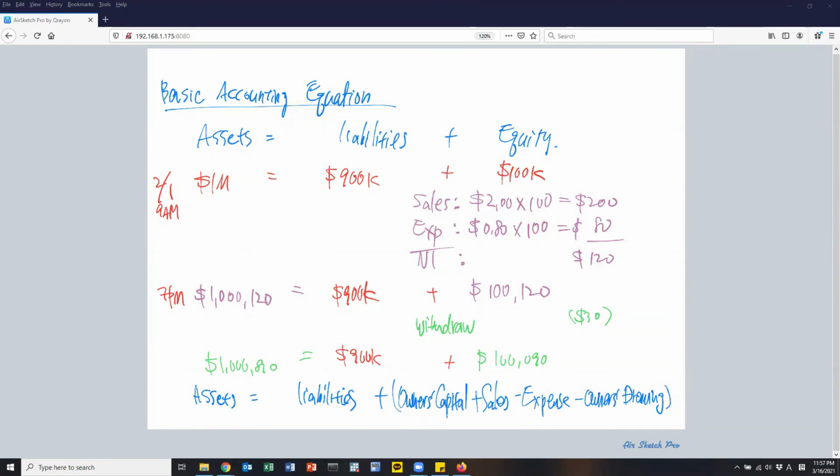So we can see that in this example, equity can be decomposed into owner's capital plus sales minus expense minus owner drawing. This is called the extended accounting equation. Okay, it's sort of too much in one small space.